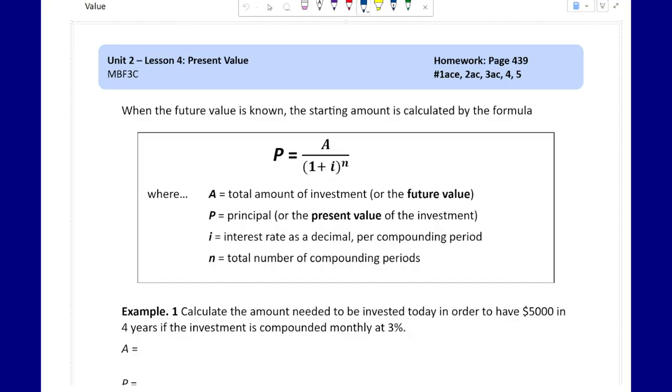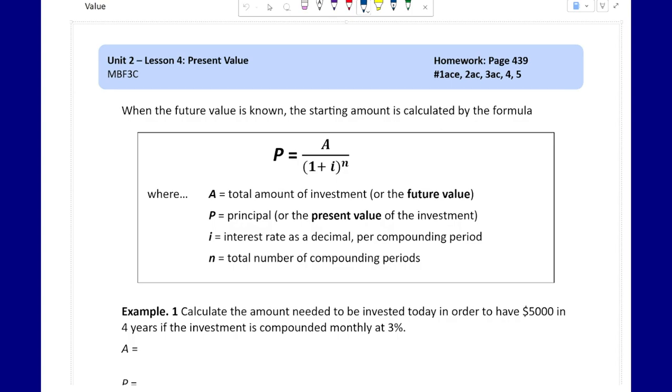And so if that's the case, we need to figure out, okay, how much money do I need to put in now so that I have that amount at the end, or when I want it. So when we're trying to find the present value, we're going to be using a slightly different formula, and it's a variation of our compound interest formula. So all the variables are going to be the same. It's just going to be a different formula.